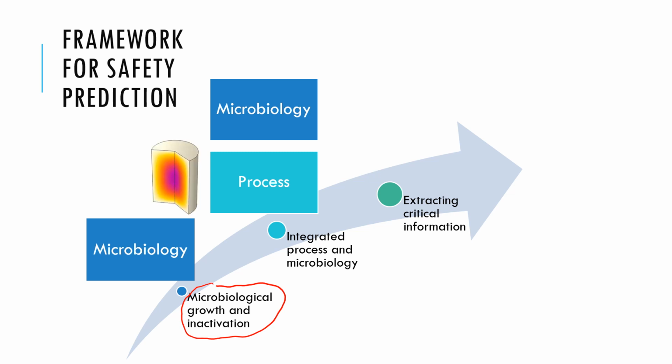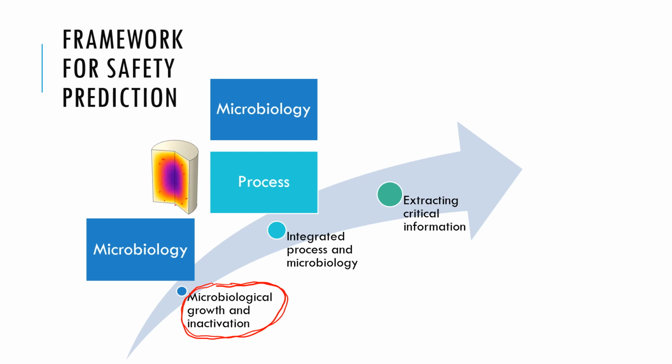It is then combined with process. Why? Because, let's say in this example of a heating process, the temperature at any location would be changing with position and time, and therefore the microbiological kinetics would dictate that the bacterial growth or inactivation would also change with position and time, and so we need to combine these two pieces of information. That's the second step, combining microbial physics with process physics.